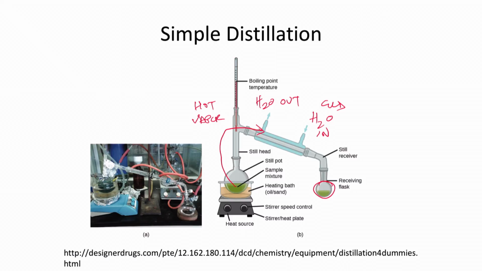So this is what allows me to separate liquids from each other based on their boiling points, right? I temporarily convert something into a gas, and then I collect it as a liquid again, thanks to this condenser. So this is called simple distillation. Then the next thing I want to show you is something called fractional distillation.